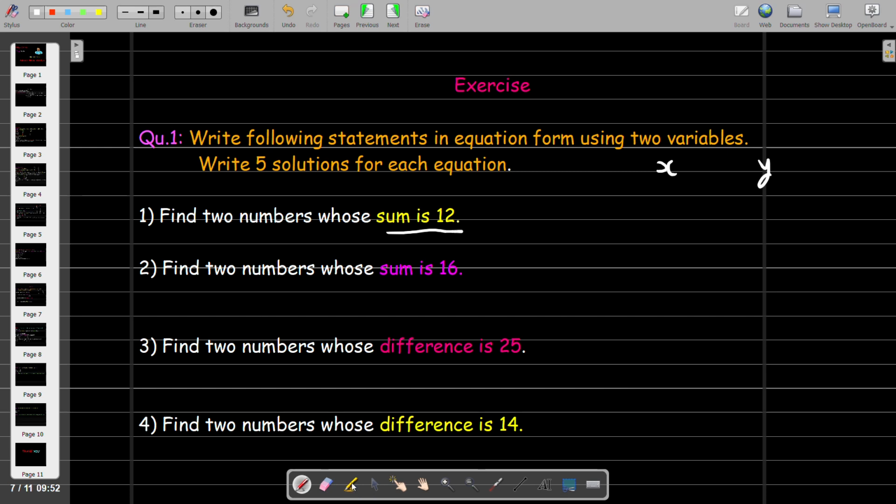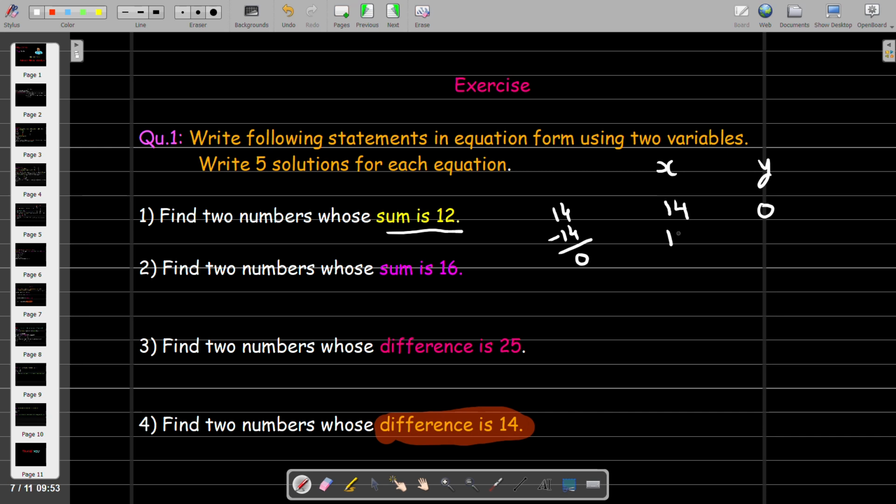Now for example number 4, find two numbers whose difference is 14. If you take the value of x equal to 14, then subtract the difference from the value of x. 14 minus 14 is equal to how much? 0.